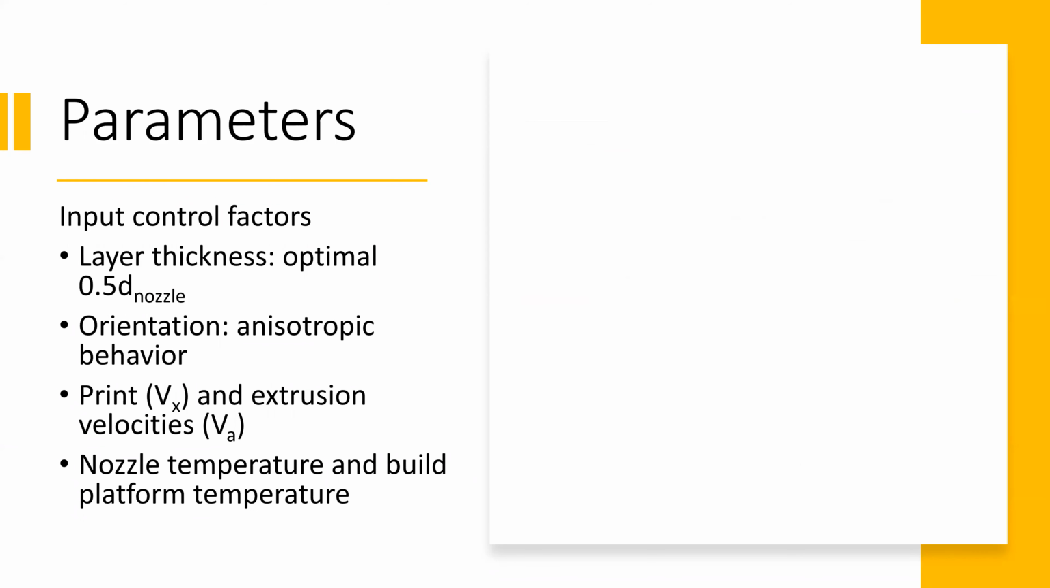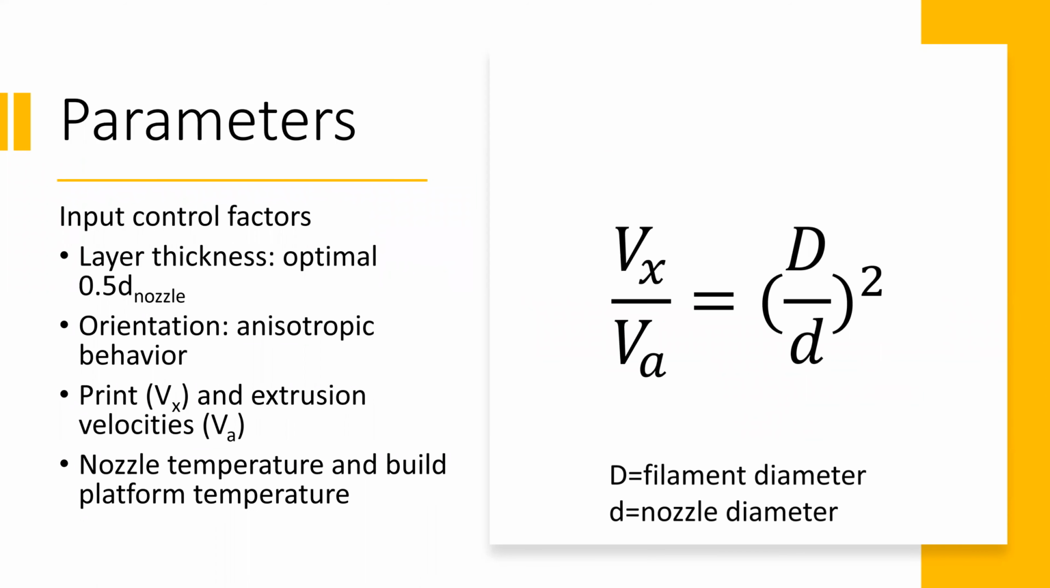And then we also have an equation that relates the print velocity, the extrusion velocity, the diameter of the filament, and the diameter of the nozzle. This is particularly used when first setting up the printer. One of these variables may be unknown or can be adjusted through this relationship to determine what the optimal value should be.